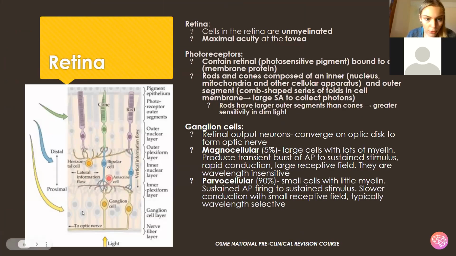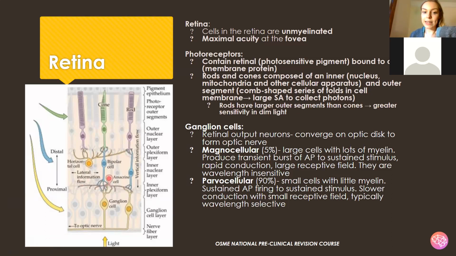Okay, so we've talked about our retina and our photoreceptors right at the back, our rods and cones. So now we'll move all the way down to our ganglion cells. As we can see here, they output to the optic nerve, and these converge on the optic disc to form the optic nerve. If you look at ophthalmology images of the back of the eye, you can see the optic nerve, and that's important for your exams to know how that looks.